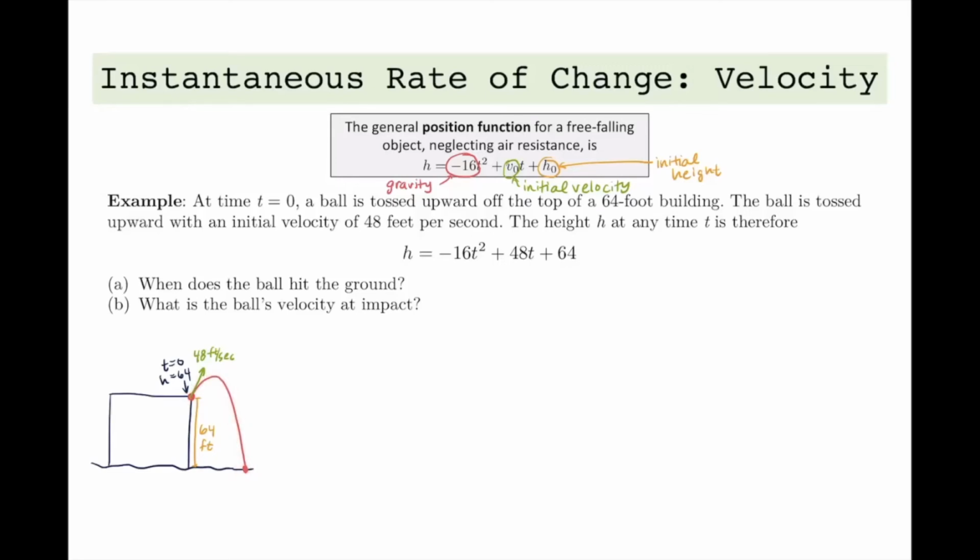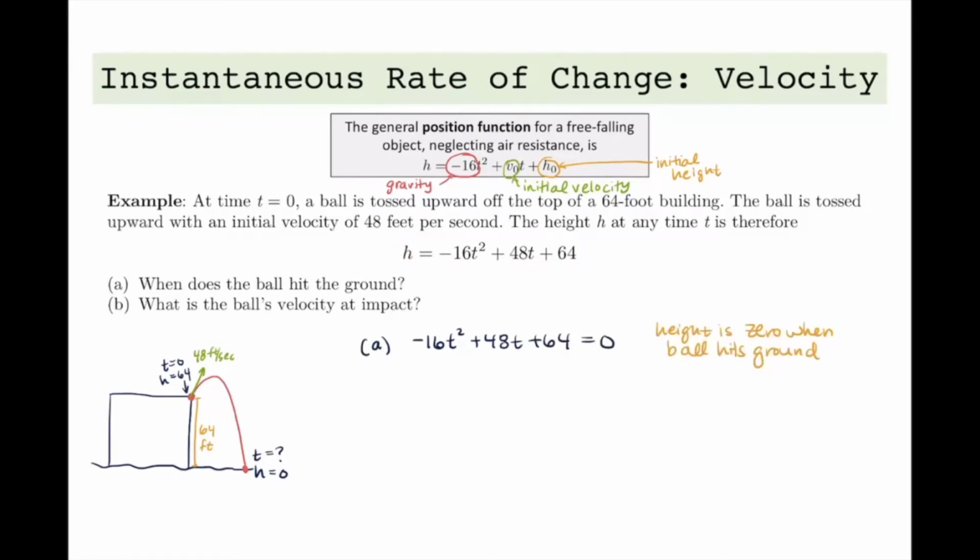So we're looking for this time, and the only thing we know about it is that the height here is equal to 0. So in our original equation, the one that gives us height at any time, we want to find the time when the height on the left-hand side is 0. So we're going to set our height equation equal to 0: negative 16t squared plus 48t plus 64 is equal to 0.